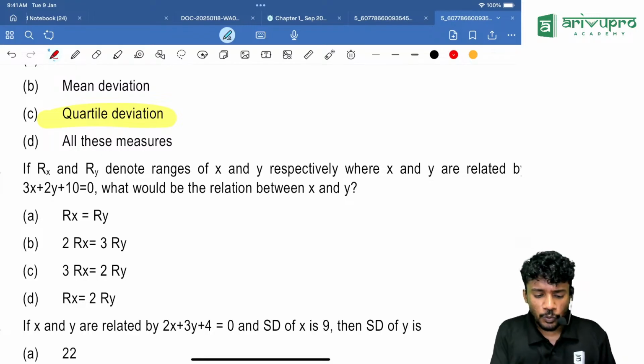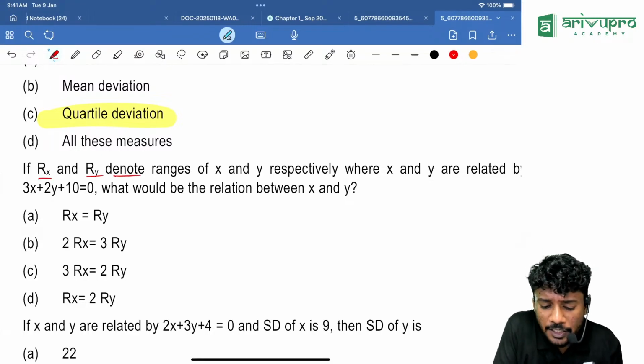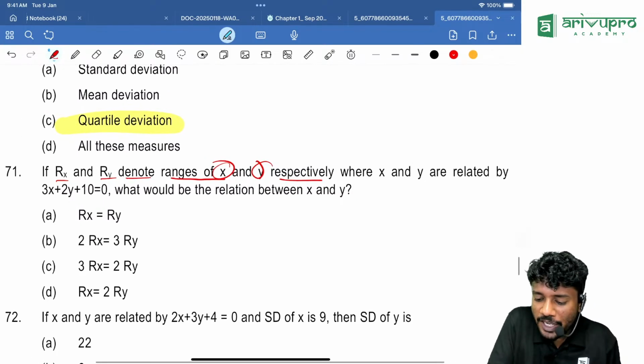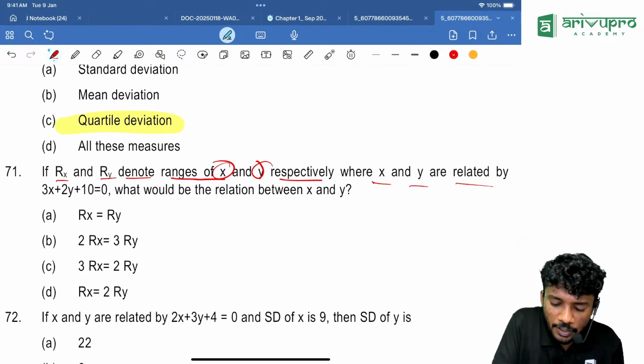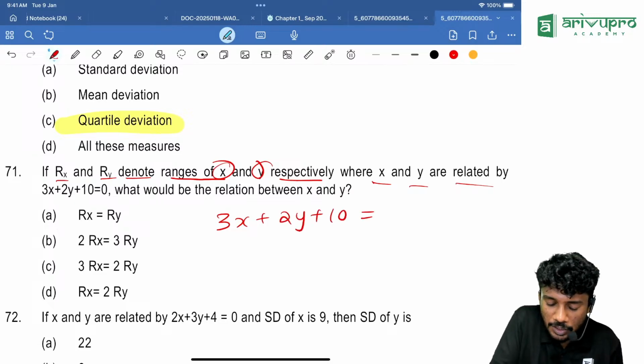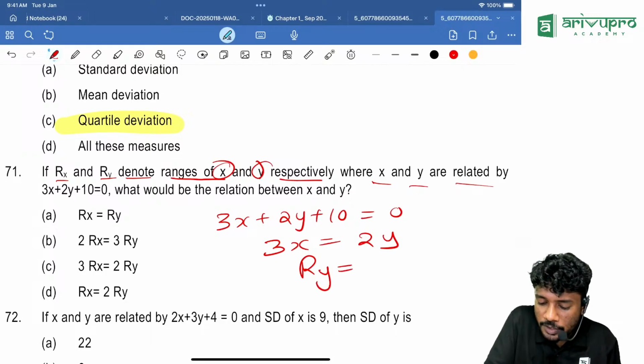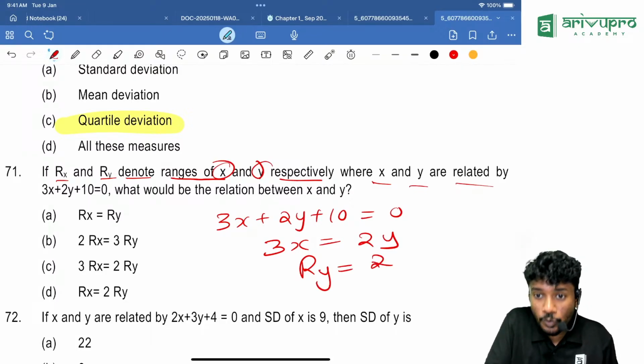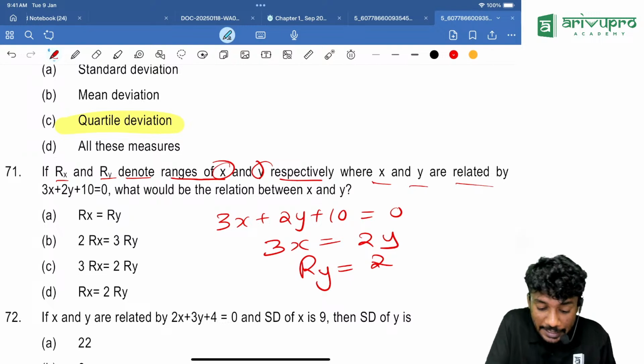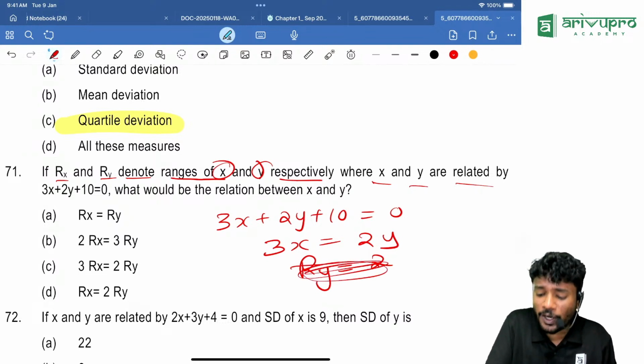If Rx and Ry denote the ranges of x and y respectively, where x and y are related by 3x plus 2y plus 10 is equal to 0, then 3x is equal to what? 2y. Then Ry is equal to what? Rx is equal to what? Ry is equal to what? What will we do now?